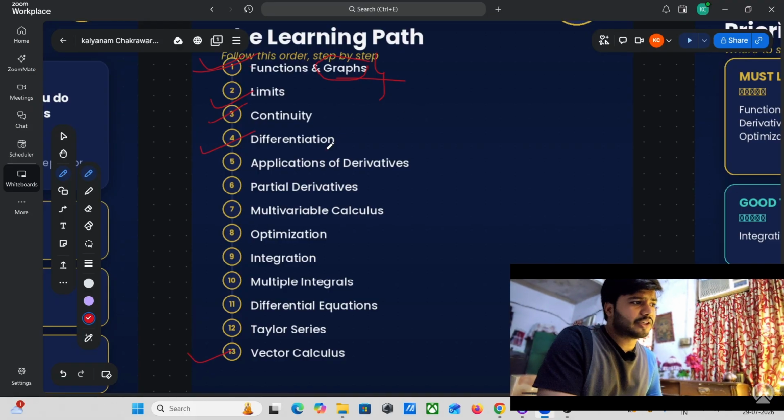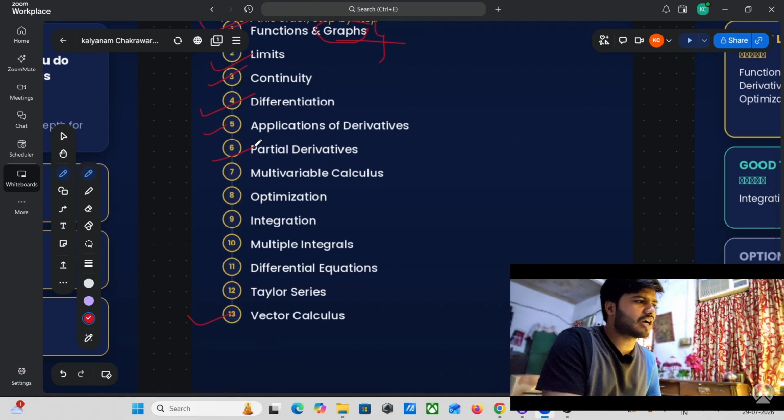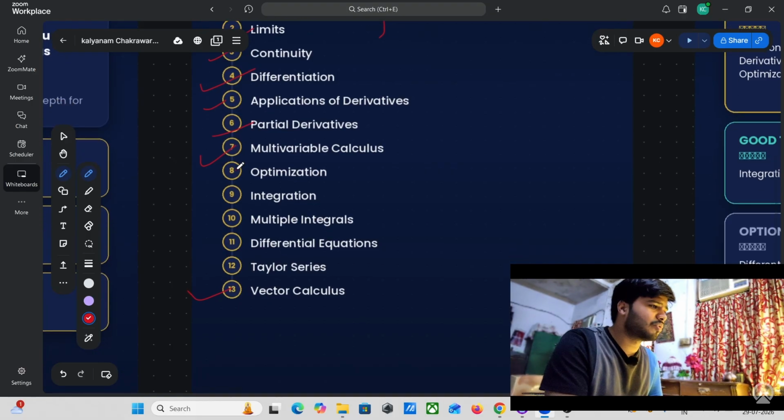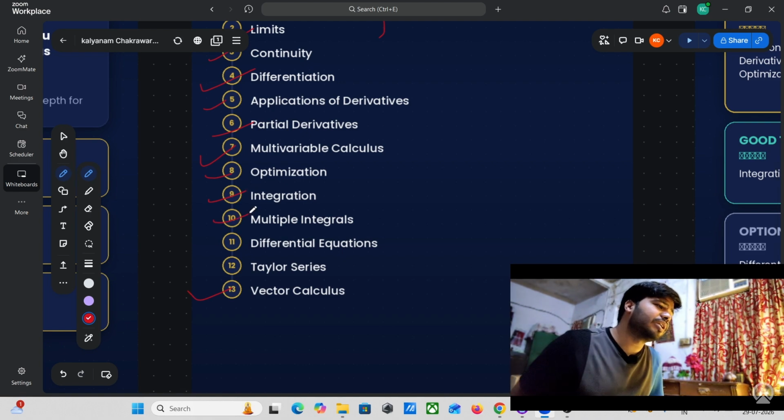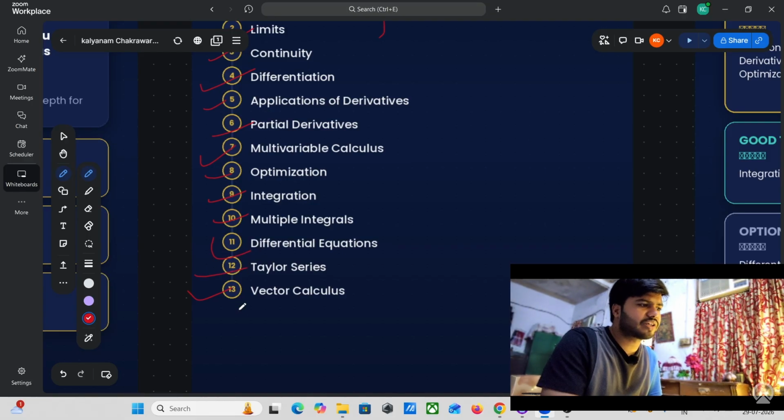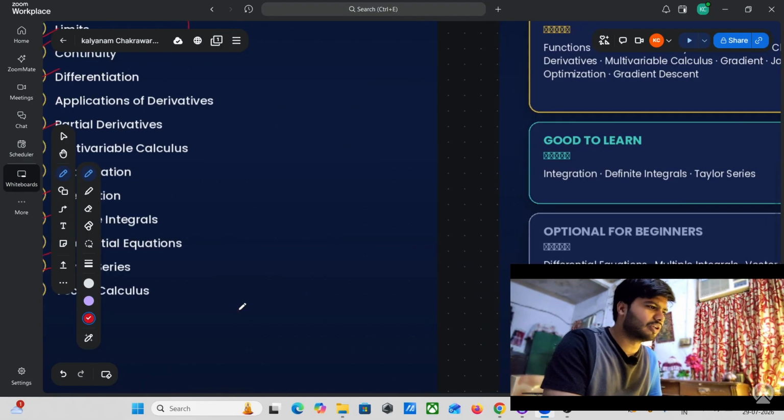And differentiation, like the application of derivatives, you need to learn partial derivatives, like multivariable calculus, which is very important for optimization. Also integrations, multiple integrals, differential equations, Taylor series and vector calculus; these kinds of things you need to learn.